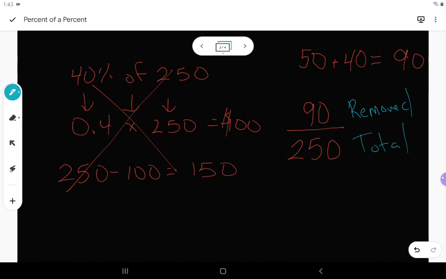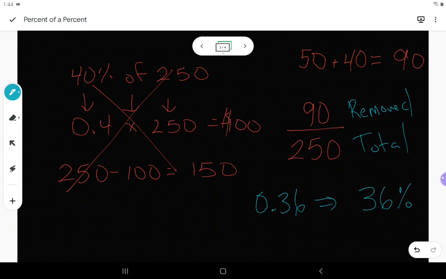Now, if I change that fraction into its decimal, that is going to give me 0.36, numerator divided by denominator. 90 divided by 250 is 0.36. And when we change that into a percentage, it's 36%. So I didn't take a full 40% off.